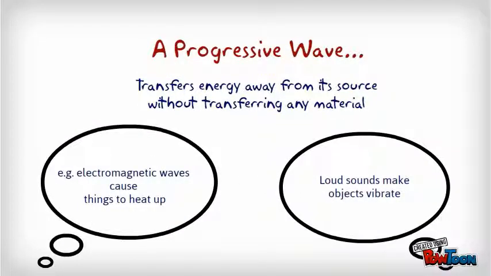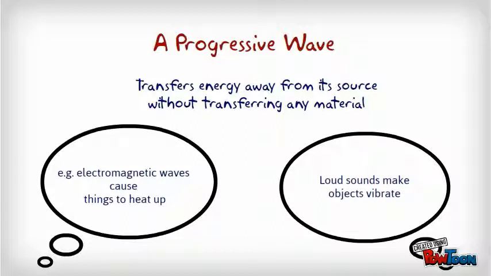Two examples of this would be electromagnetic waves. We know that these are progressive because they cause things to heat up around and about them. And we know that loud sounds make objects vibrate. Therefore, we can say that the sound waves are also transferring energy away from their source without transferring any material.